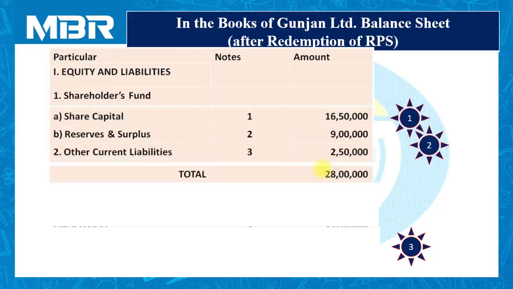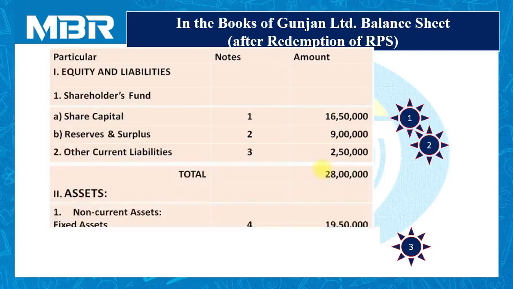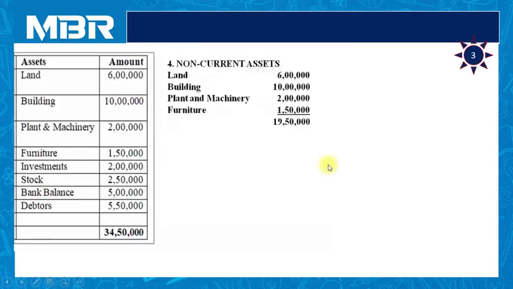Now, let us move to the total of equity and liabilities part. The total of equity and liabilities part is rupees 28 lakhs. Now the second part, assets. On the asset part, we have fixed assets of rupees 19 lakhs 50,000. It is known as a non-current asset.